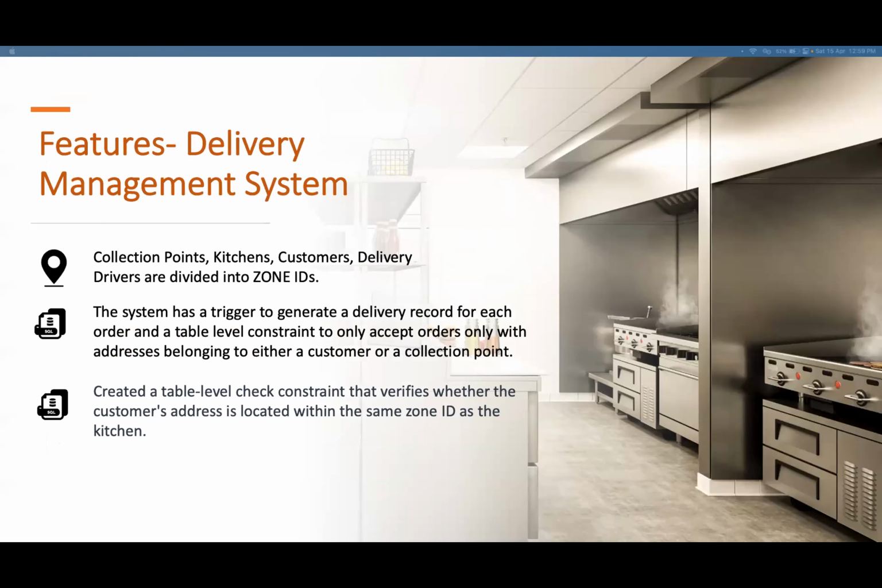The core part of any cloud kitchen is a well-executed delivery management system. In our model, we have executed an efficient delivery system where we have segregated the addresses of customers, kitchens, delivery drivers, and collection points into zones. We have also created a trigger to assign delivery drivers to an order, which fires whenever an order is placed. Along with this, we have created a table level constraint which verifies whether the customer belongs to the same zone as the kitchen.